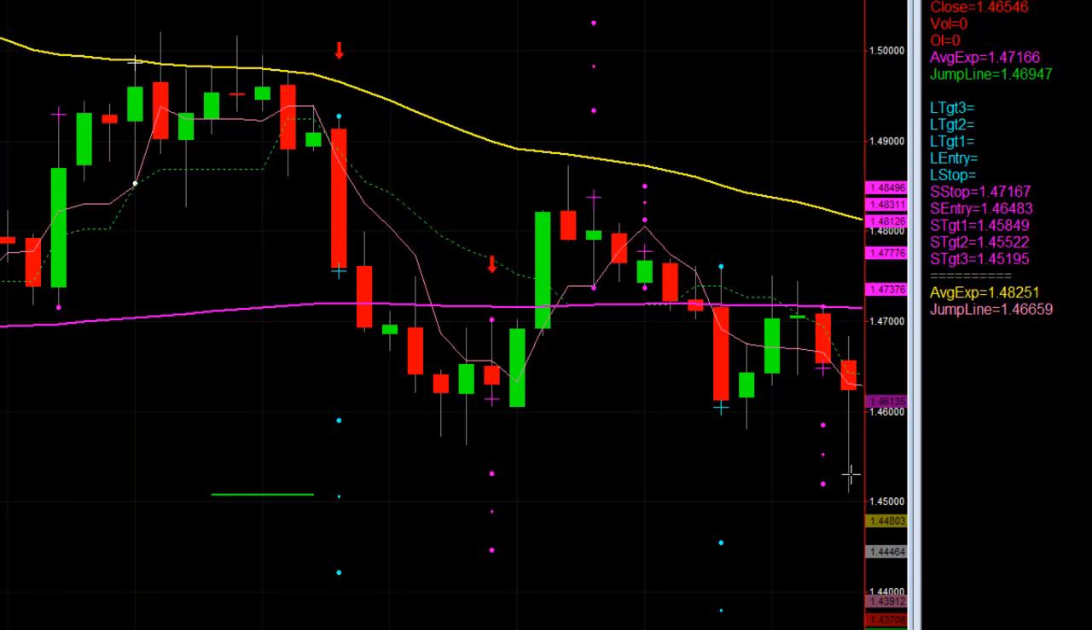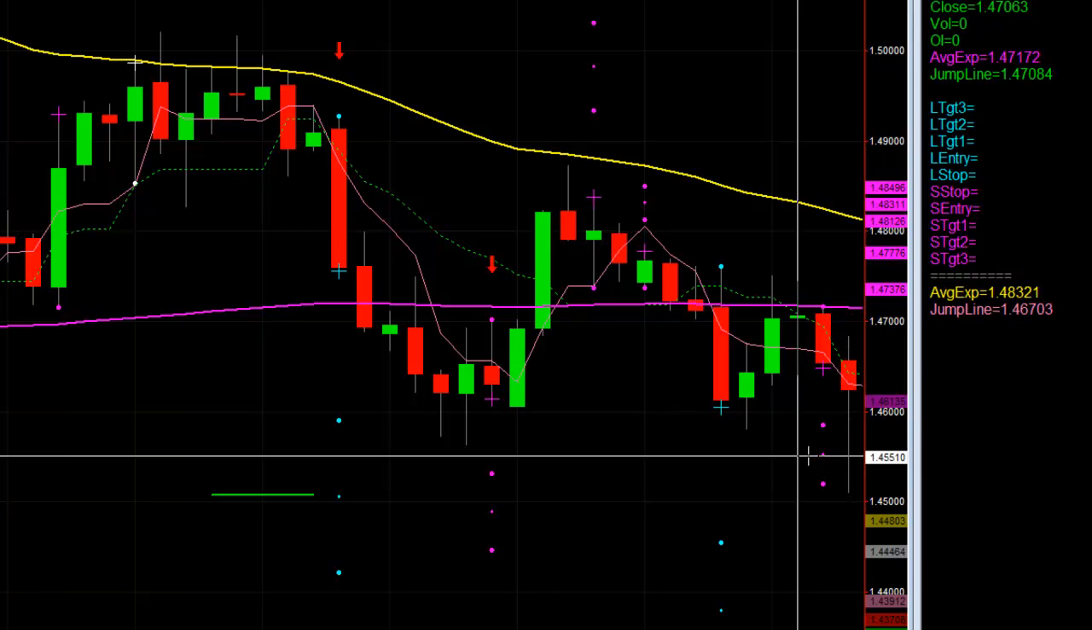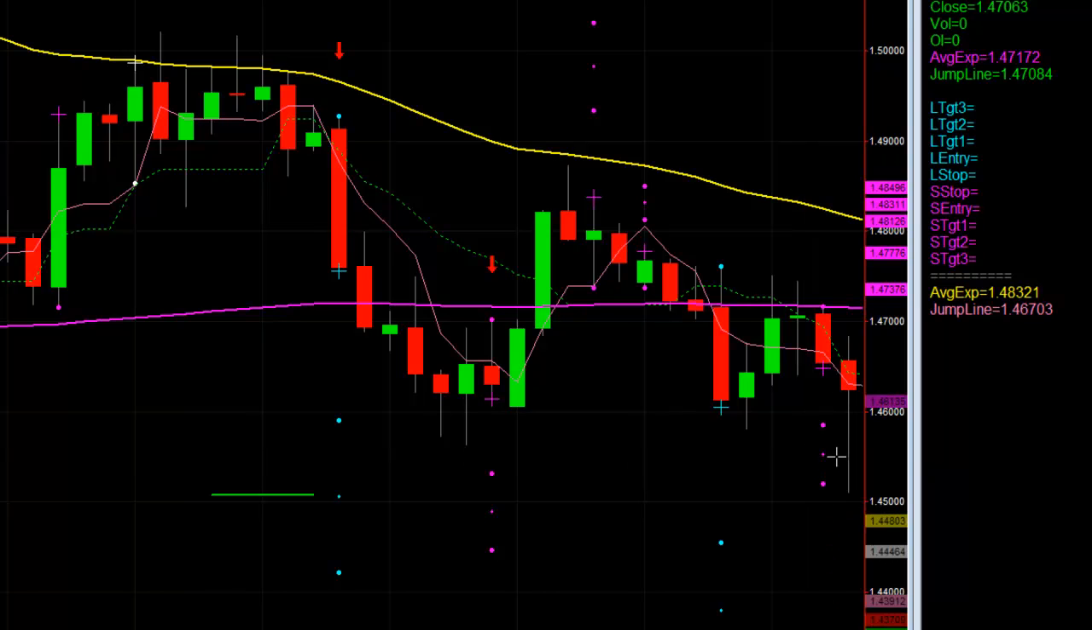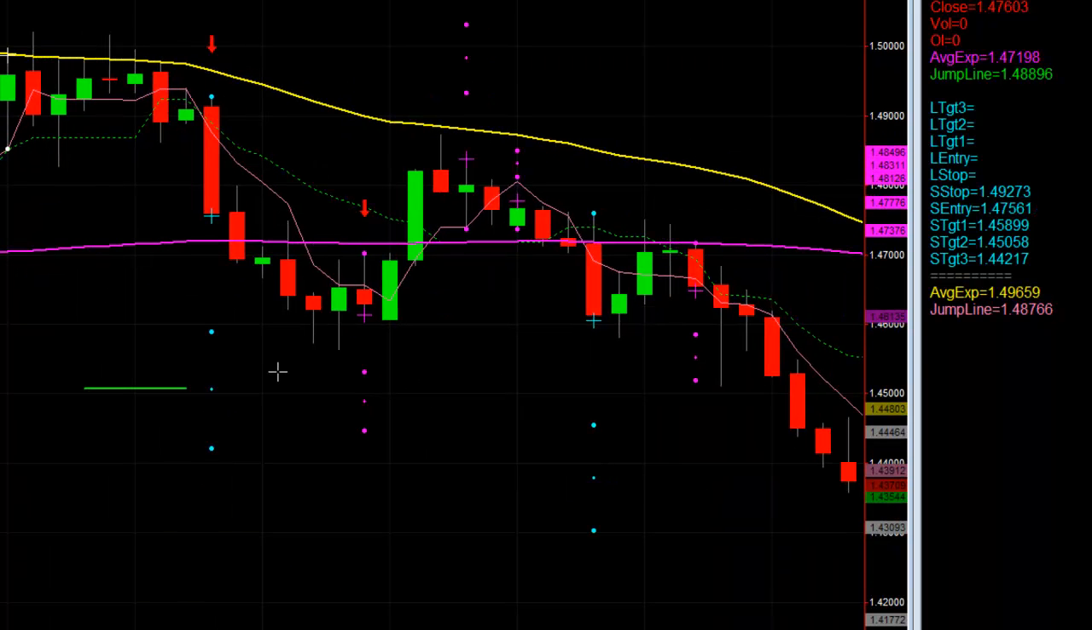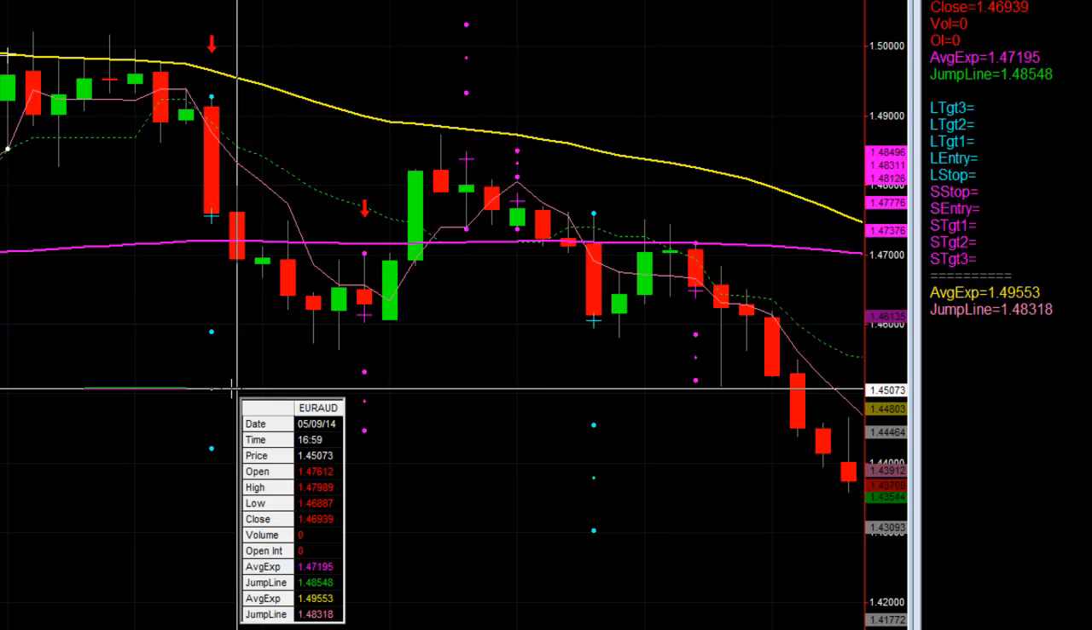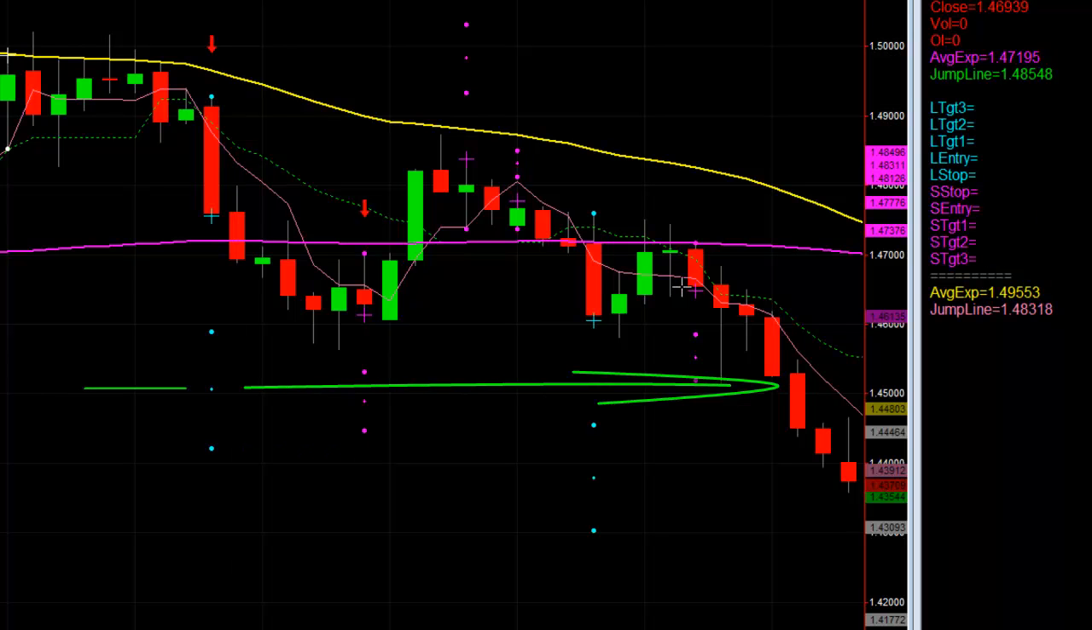It comes down. It hits all the targets. Okay? Remember, we're going to the middle target. So that's a full winner right there. This trade is still going. This trade is still going. And then it comes on down, and it hits both targets. A couple days later, it hits this target over here. A couple days after that, it hits this target over here.